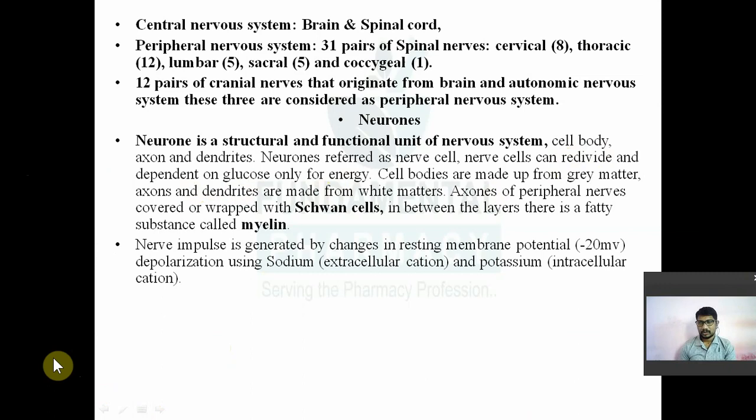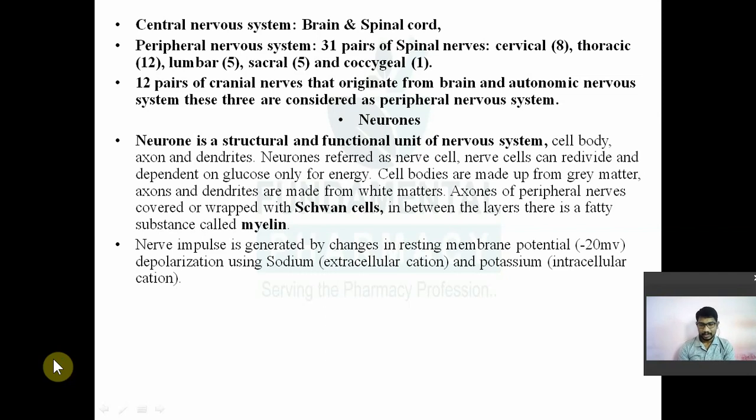A nerve cell depends only on glucose for energy, and there are few nerve cells which can redivide. Not each and every cell will redivide. Your neuron has different parts like the cell body and dendrites. The cell body is made up of gray matter, and the axon and dendrites make white matter.